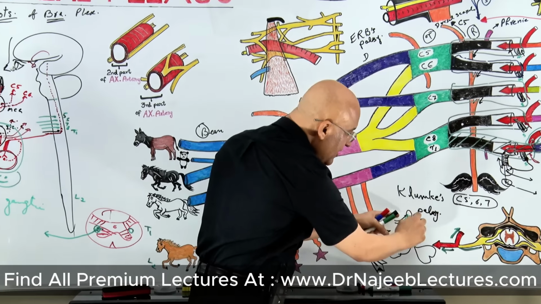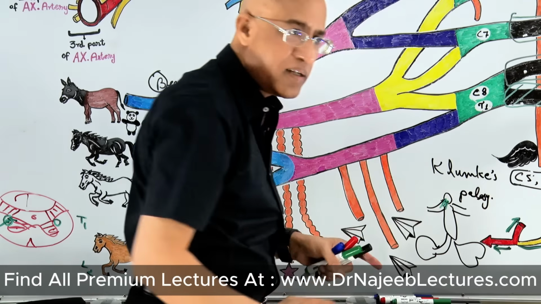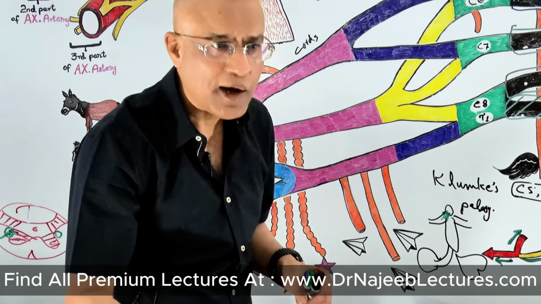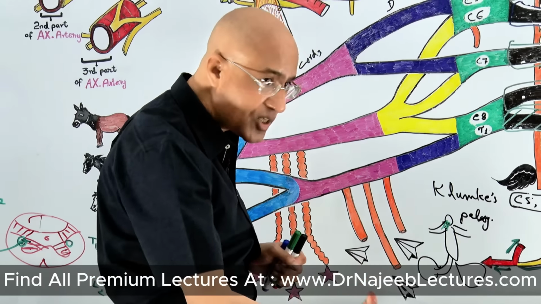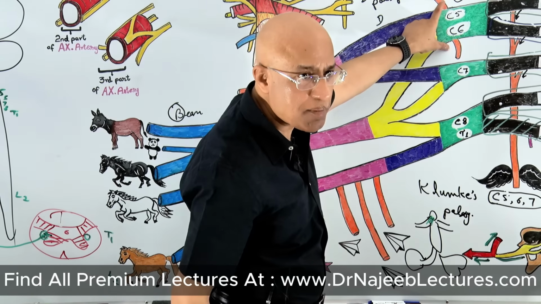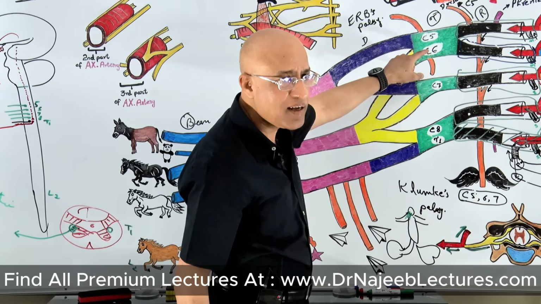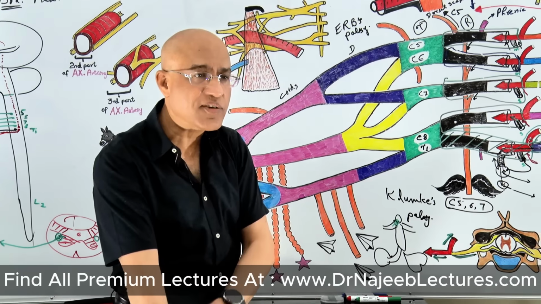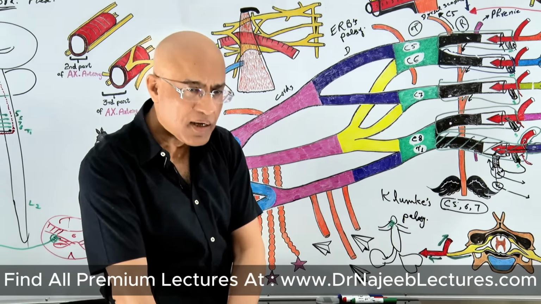If head and shoulder are separated too much due to some accident, or during the delivery process, or due to some injury, if they are too much separated, the upper trunk will be damaged. C5, C6 functions will be lost, and the motor and sensory loss which will result, that whole sensory and motor deficit, we will discuss later.